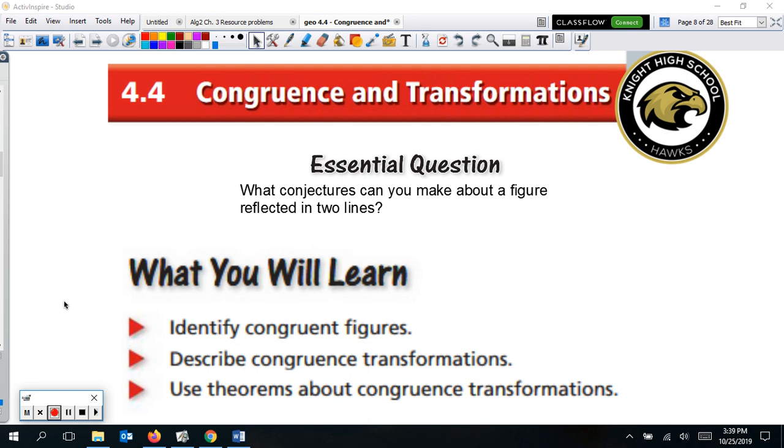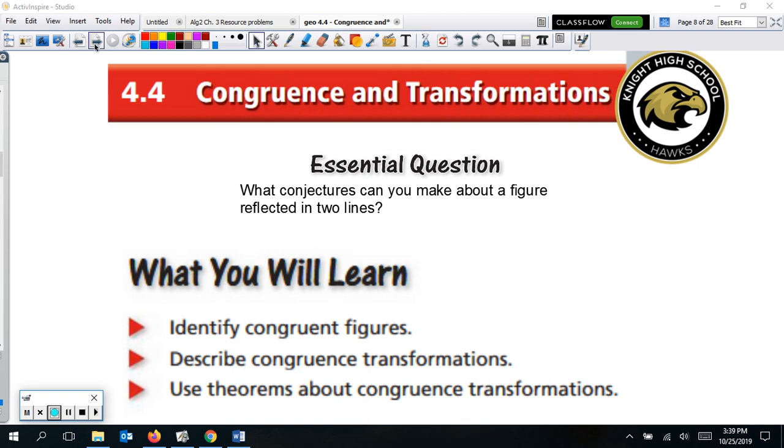Alright, so we're looking at congruence and transformations in this lesson. We're going to identify some congruent figures, describe congruence transformations, and that's probably going to be the most challenging part, I would think, in this lesson. Otherwise, everything else is, I think, fairly easy.